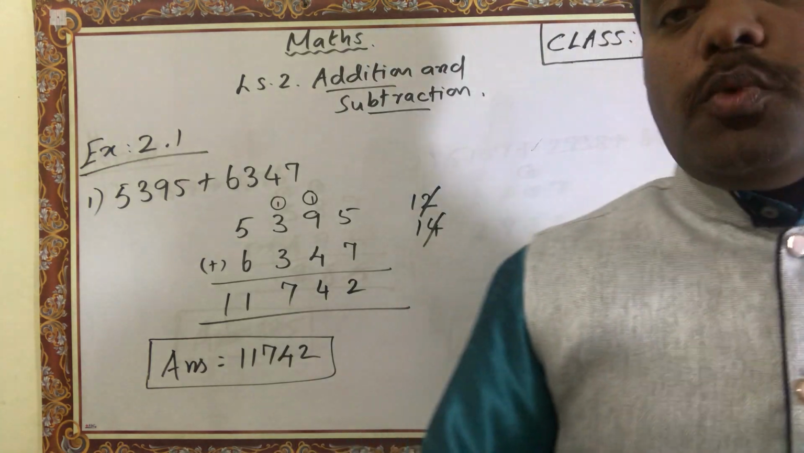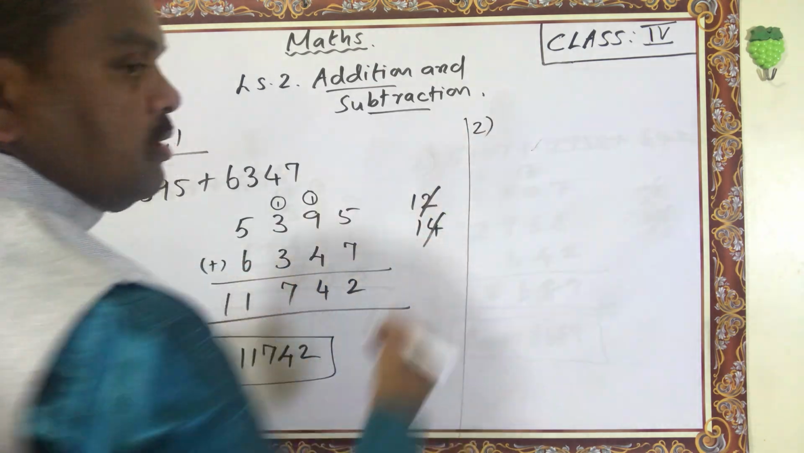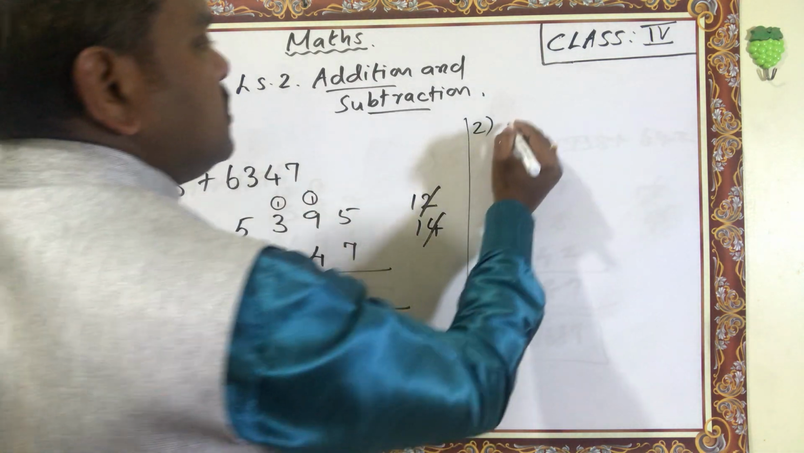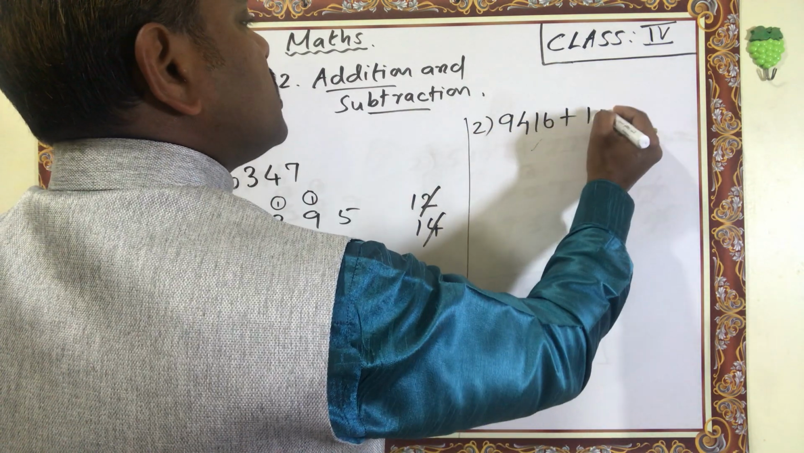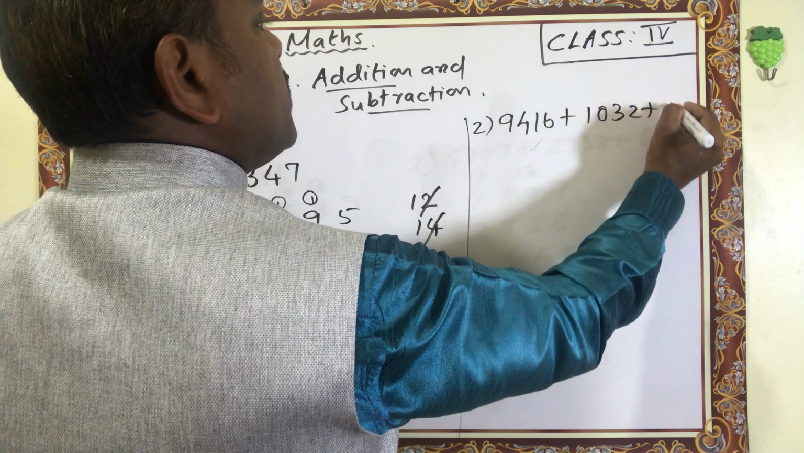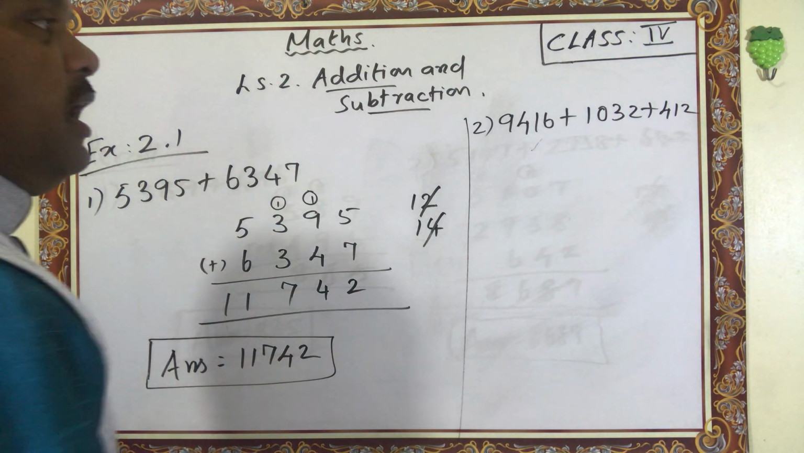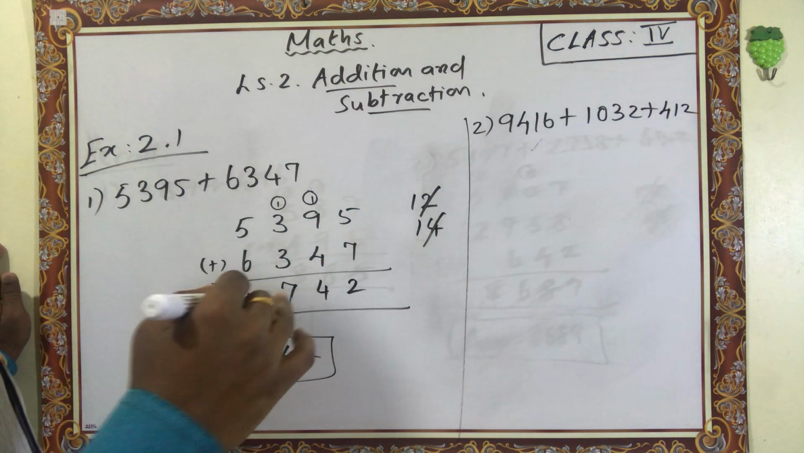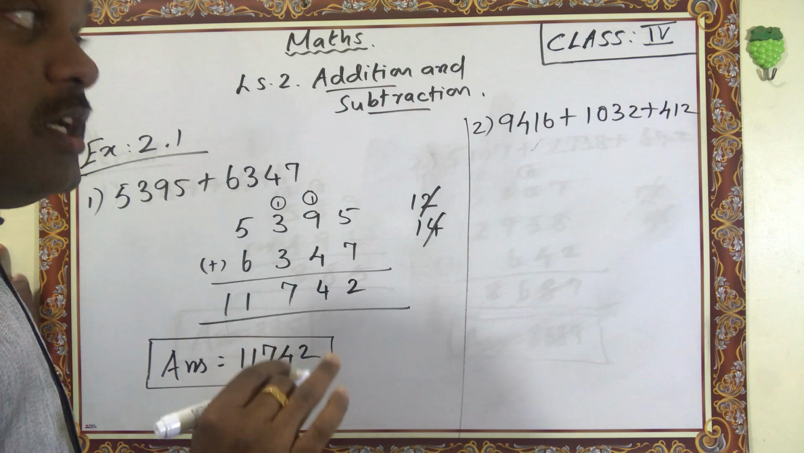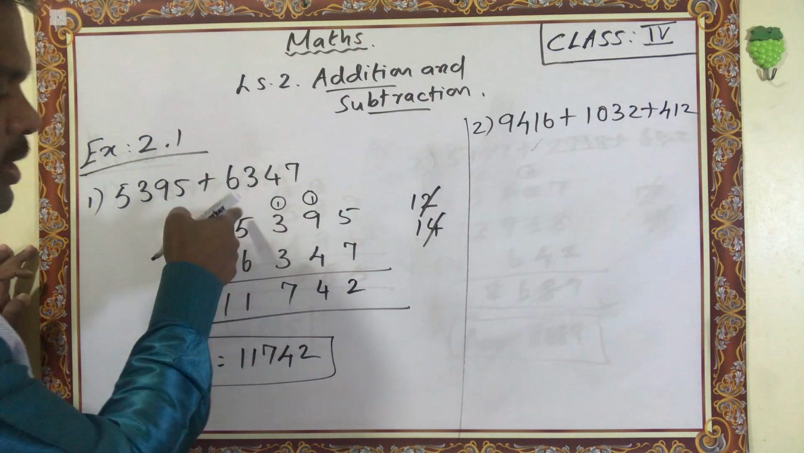Okay? And some more addition. I will give my own example. 9416 plus 1032 plus 412. Okay, this is the number we are going to add. This is also, see, a 4-digit number, 4-digit number, 3-digit number. So when you are adding this type of number, you have to be very careful. Understood? All ones place, below that you have to write tens place, like that. Ones place, tens place, hundreds place, thousands place.